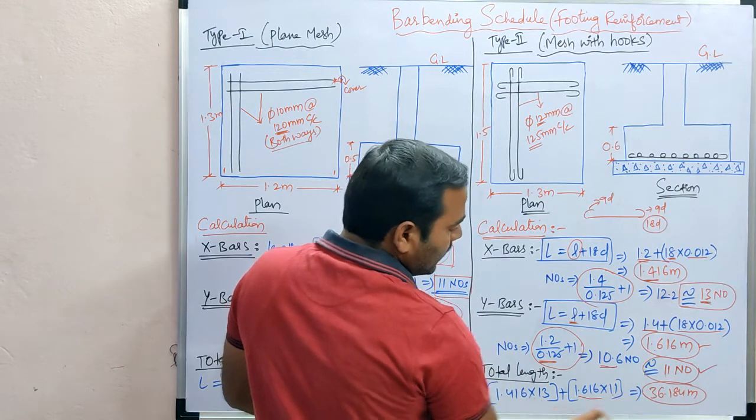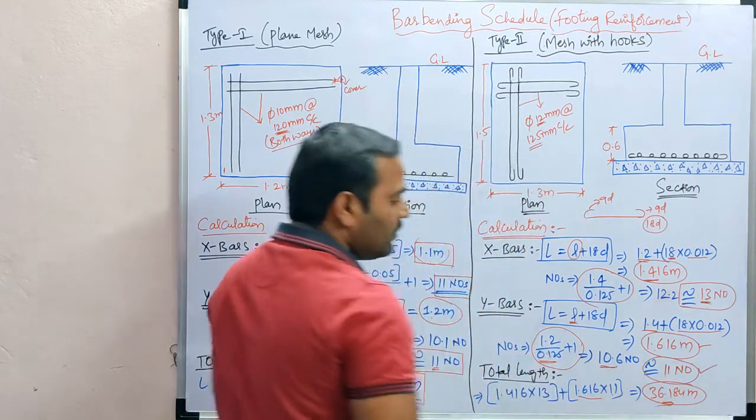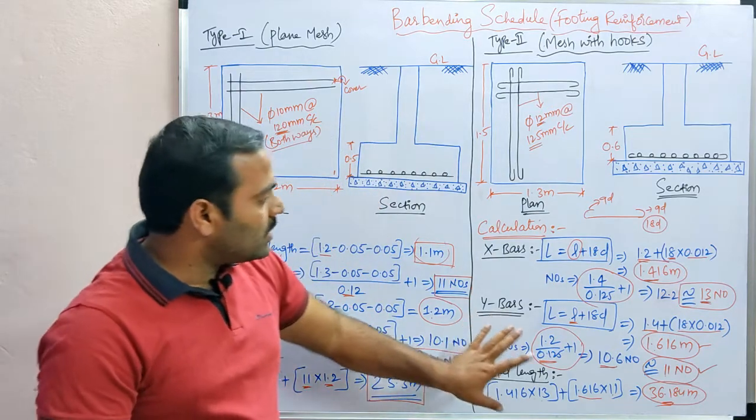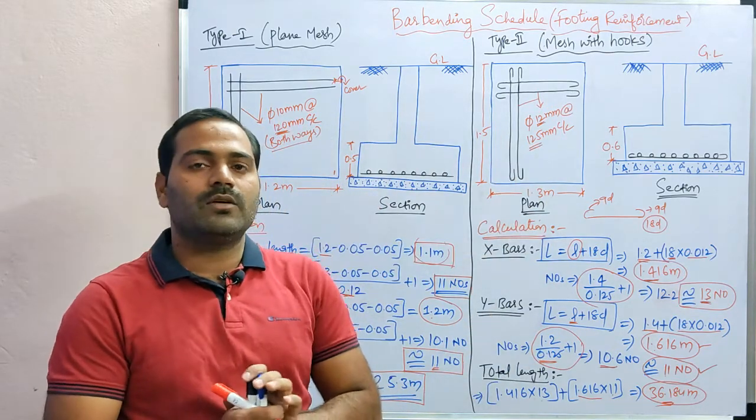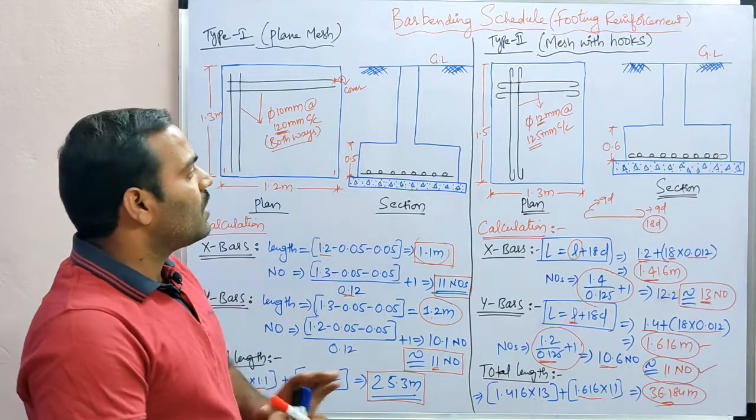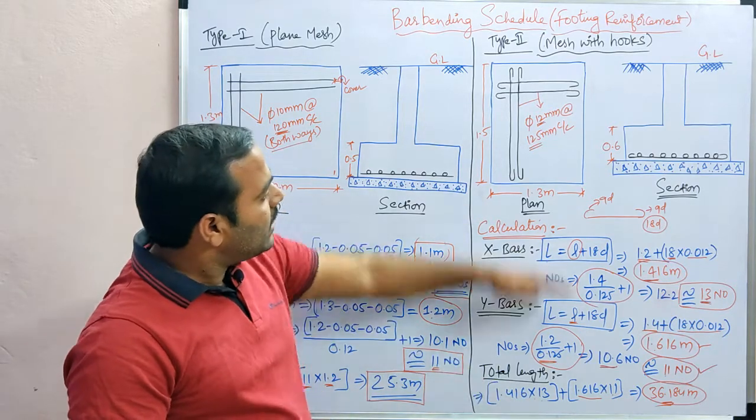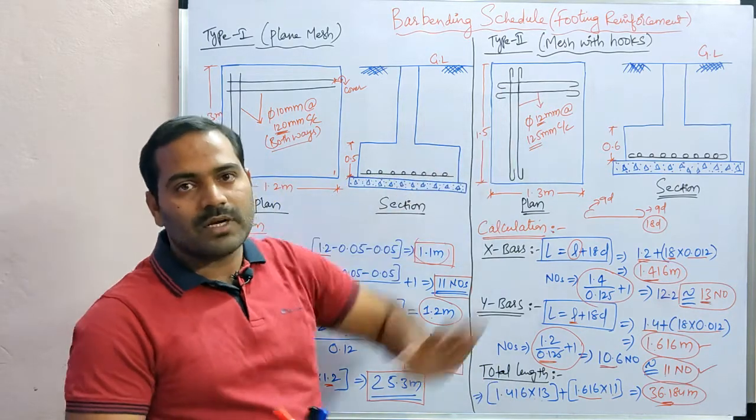So similarly I'll get 36.184 meters as the total length required for this footing, including all hooks. So this length is taken for x direction bars and y direction bars also.